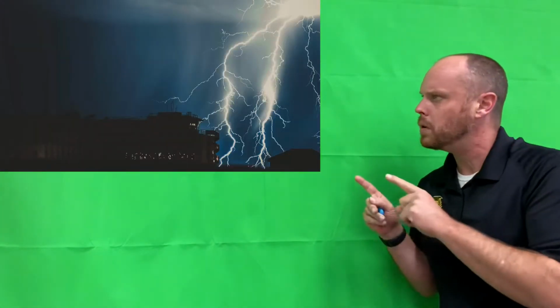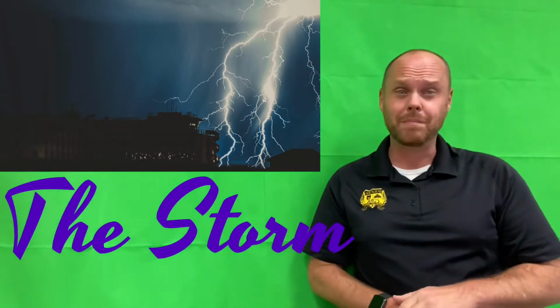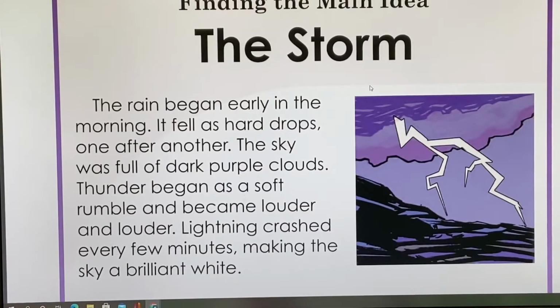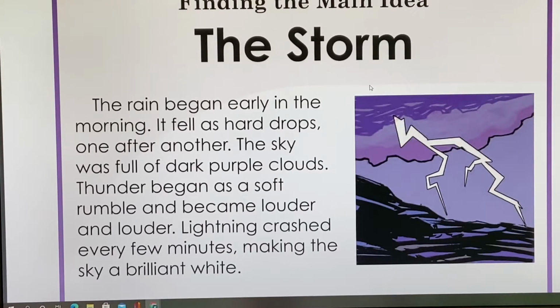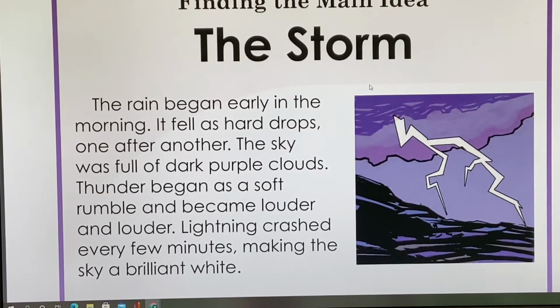The Storm. The rain began early in the morning. It fell as hard drops, one after another. The sky was full of dark purple clouds. Thunder began as a soft rumble and became louder and louder. Lightning crashed every few minutes, making the sky a brilliant white.